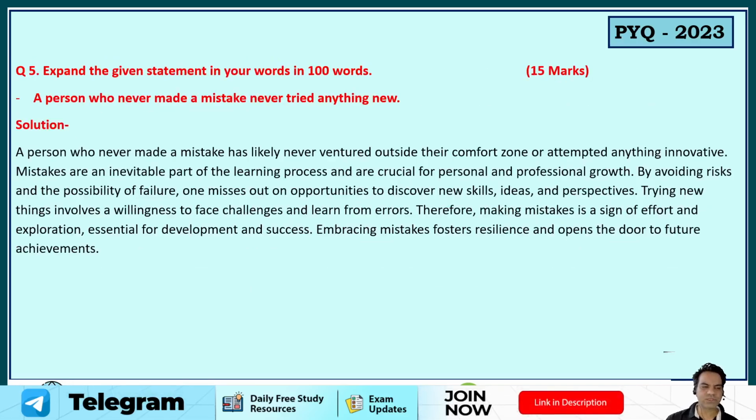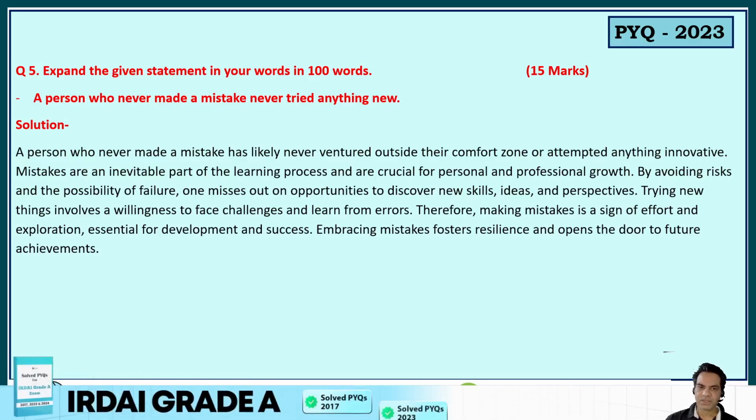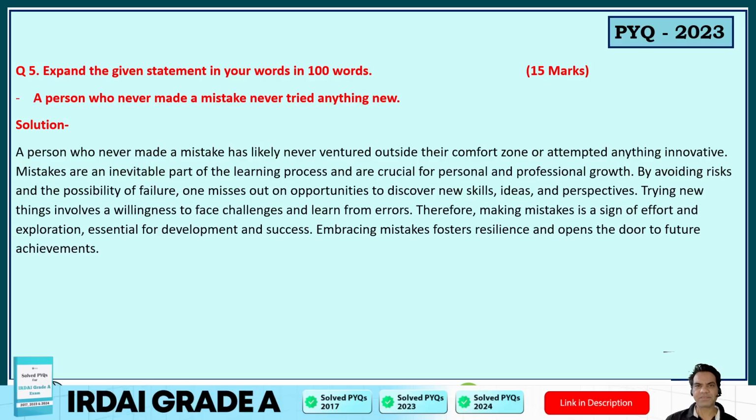And then the fifth question was statement expansion. A person who never made a mistake, never tried anything new. So this was the statement given and you had to expand it into 100 words. So this could be an explanation for this.